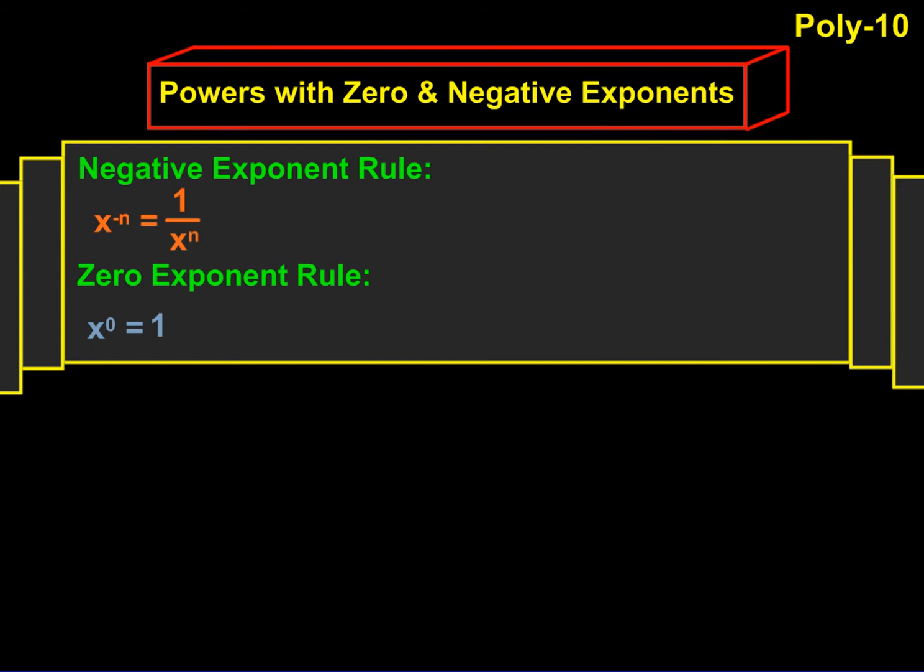First, let's go over the rules. If you have a negative exponent, the rule is that the base and the exponent become a denominator in a fraction, the exponent becomes positive, and we put it over 1. So x to the negative n becomes 1 over x to the positive n. If you have a 0 exponent, anything with a 0 exponent can be reduced to 1.